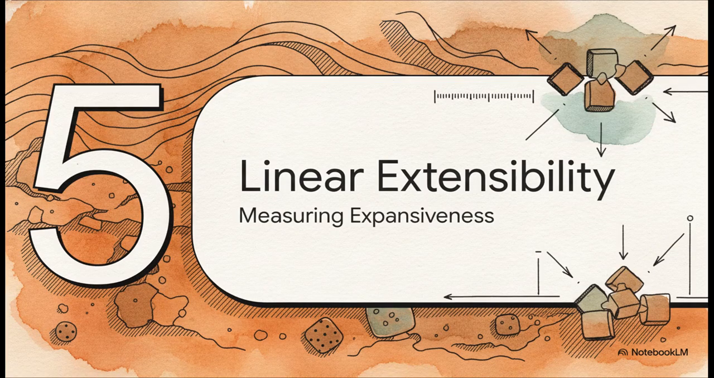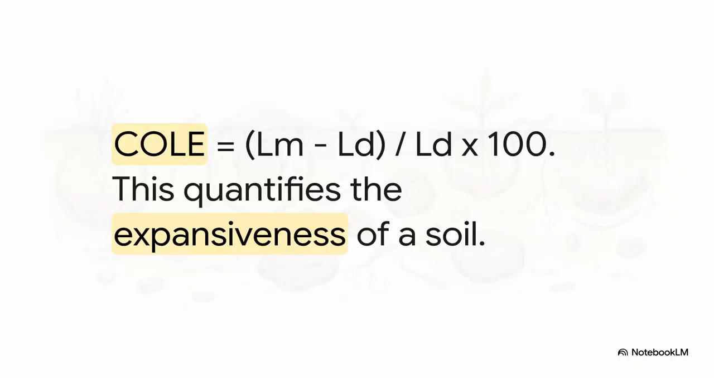Section 5. Linear extensibility. Let's see how this ties into measuring expansiveness using the coefficient of linear extensibility, or COLE. The expansiveness of a soil can actually be quantified with this formula. You take the length of a bar-shaped soil when moistened to its plastic limit, subtract its length when air-dried, divide that by the dry length, and then multiply by 100.